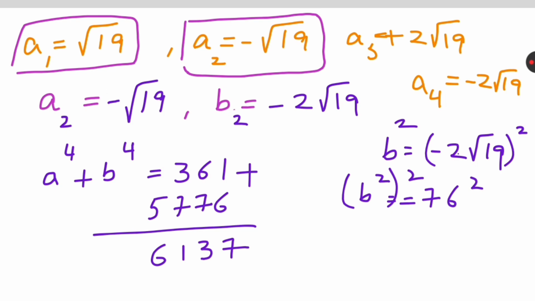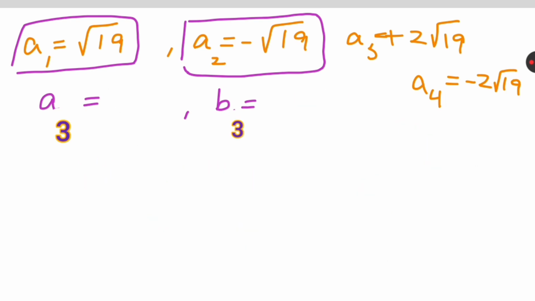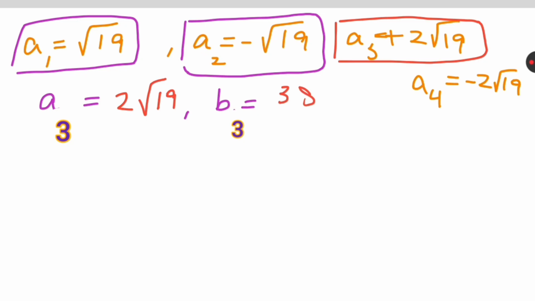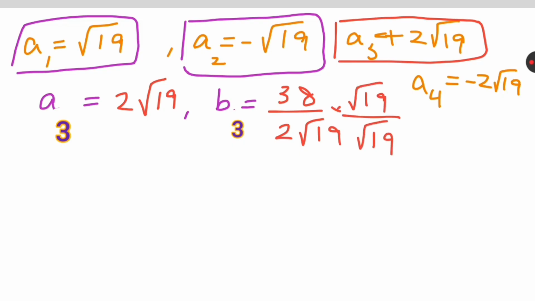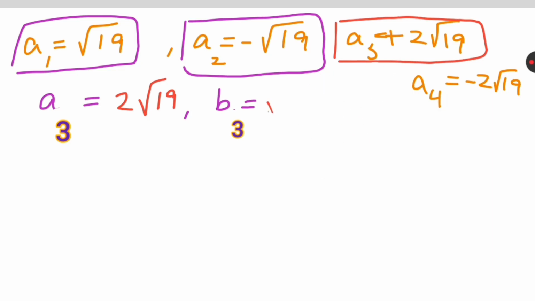So now go and take the third root. Third root, a value is plus 2 root 19. B value is 38 over a. So instead of a, we can write here 2 root 19. If you do again multiply and divided by root 19, so denominator root 19 times root 19, which is only 19. So after gets cancelled, get only 2, and this 2 and this 2 gets cancelled, so we left only root 19 here. So the b value is root 19.